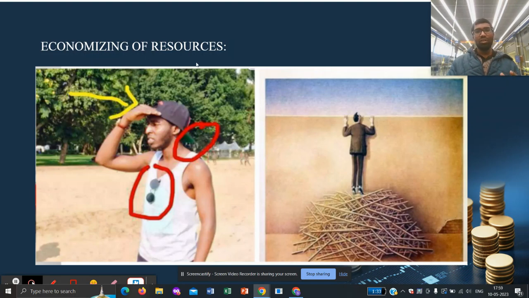The economizing of resources. In this picture, generally, this is the biggest problem in many countries and many organizations, that they don't use the resources that they have. For example, this guy is trying to protect his eyes from the sun, but he has glasses and a cap to protect them. So he has two different resources which he is not utilizing, which is generally a problem in today's world.